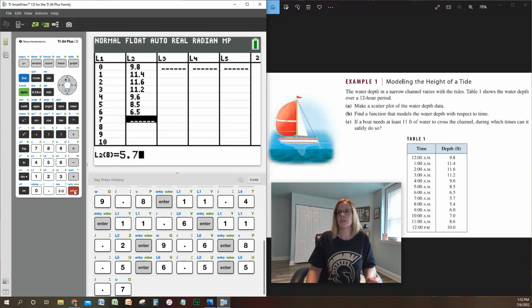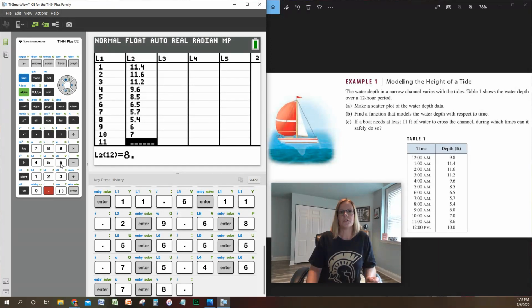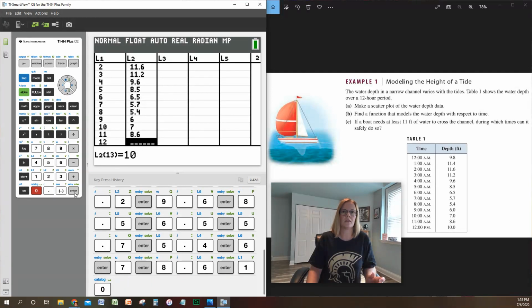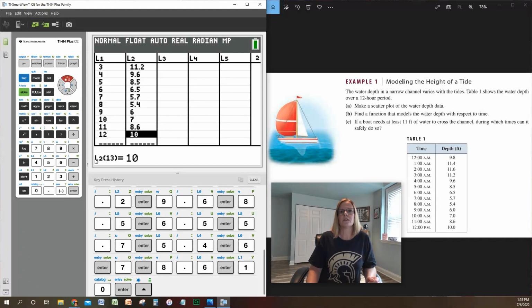So I'm at 5.7, 5.4, we're almost there. Now when it says 6.0, you don't need to do the 0.0, you can just do 6. Same thing for 7, and then we've got 8.6. And then for the 10.0, you can just put 10, okay? So I'm going to arrow up again so that you can see now it says L2 13 equals 10. So we know that we've got the same number of items in both of our lists.